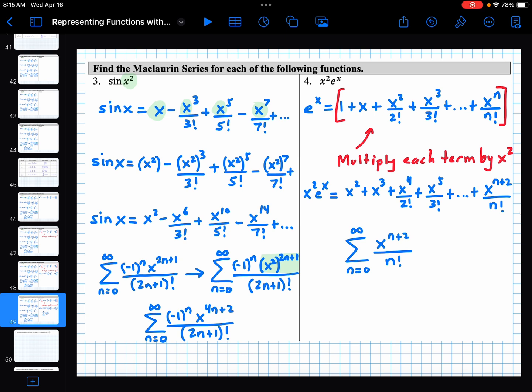So I am posting a Delta Math assignment that has a series of these problems where you'll have to use the expansion rules for e to the x, sine of x, cosine of x, and 1 over 1 plus x. And change your inputs, multiply them by an x squared like in the last example we just did, and come up with a function representation as a series to give yourself an exact value with a polynomial instead of whatever the original function is.